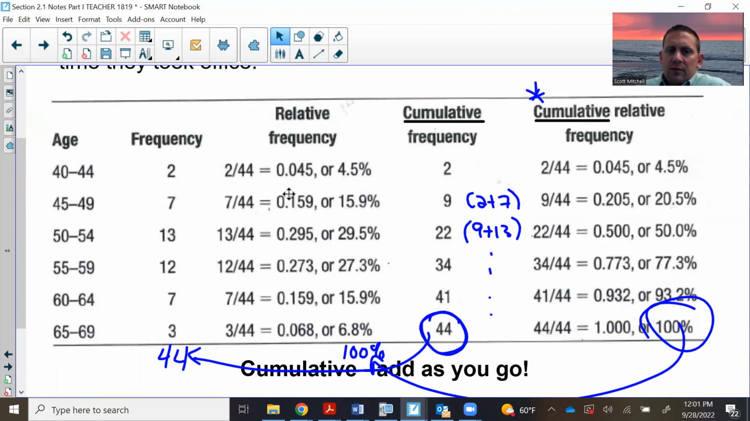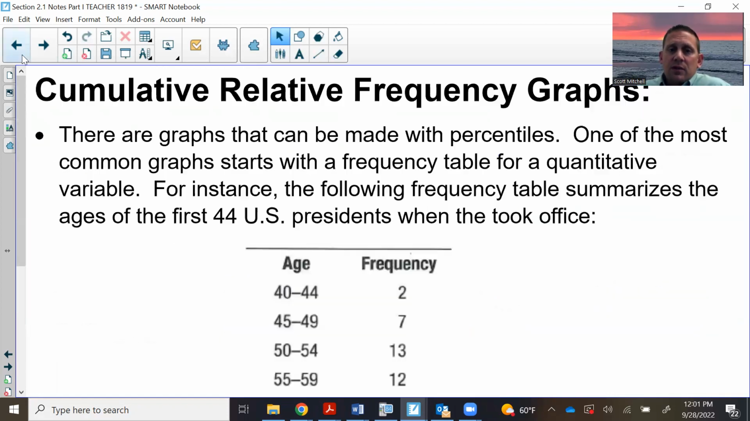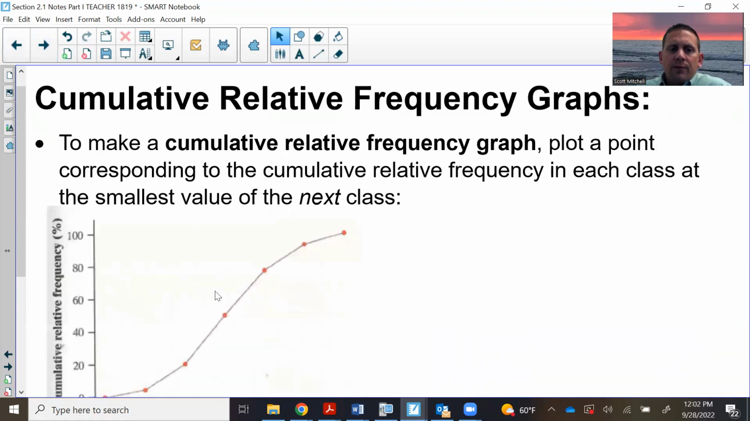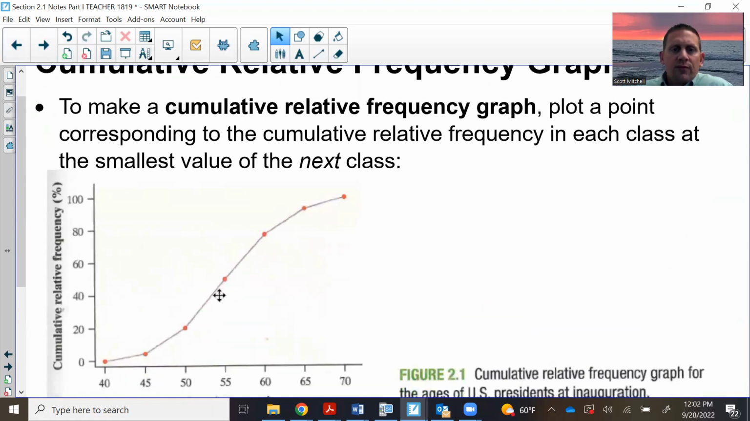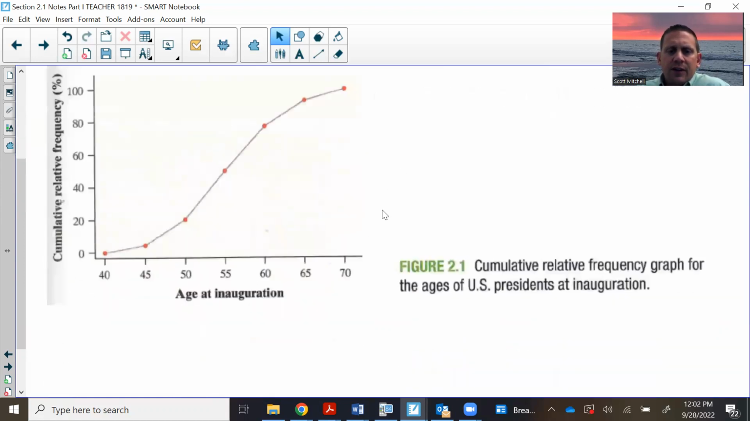Sometimes a cumulative frequency graph could be something that we could look at. So this is the cumulative relative frequency graph. You can see it's going up over time. And one of the things you're looking for is where's the fastest growth in terms of slope? That's right here in the middle, right there at this bar. That's where most of the presidents were. And you can see it kind of flattening out there at the end.